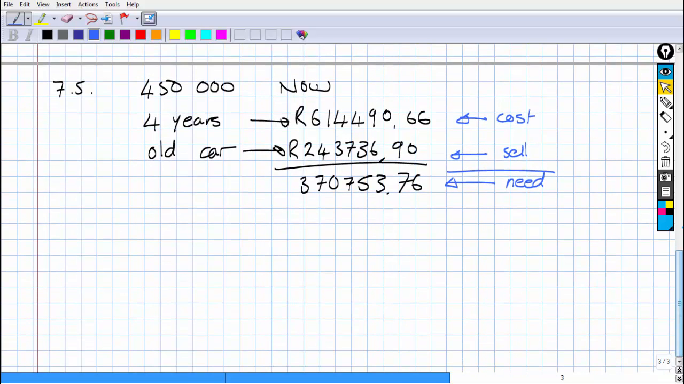And then we say, okay, we need a sinking fund. Sinking fund, you are saving for the future. Now, just a note on the side here.